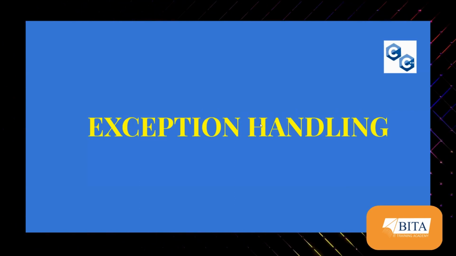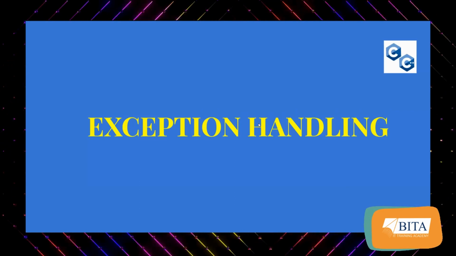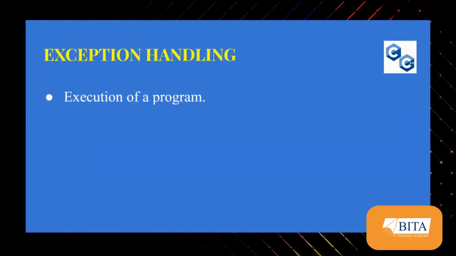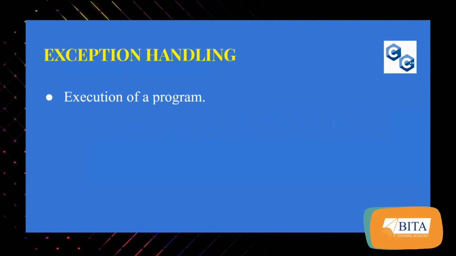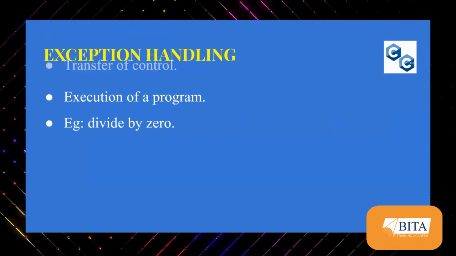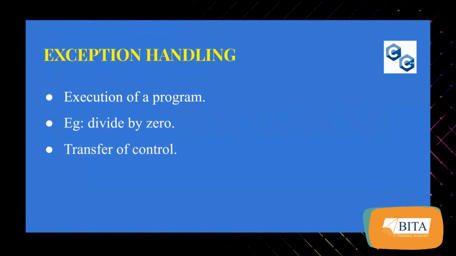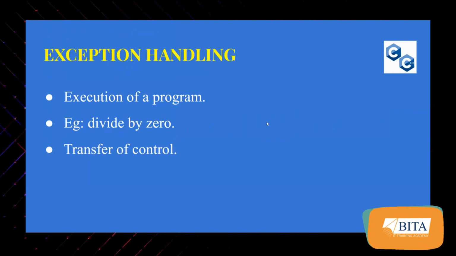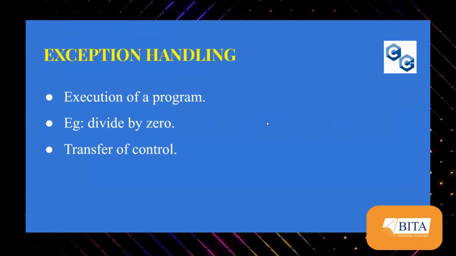Hello everybody. Today we'll learn about exception handling. We'll learn what an exception is first. An exception is a problem that arises during the execution of a program. Exception handling provides a way to transfer the control from one part of a program to another. For example, divide by 0 is an exception.